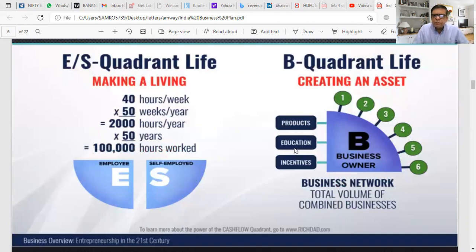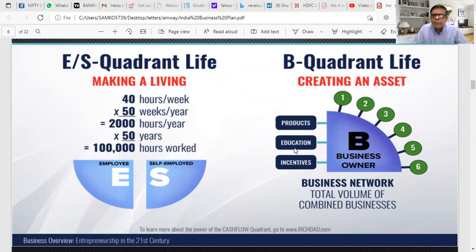Our goal is to help you get into the B quadrant using information technology. Now, in the E or S quadrant, you can pretty much see that you're making a living because you have only 100,000 hours to make money in your lifetime. And if something happens to you, you lose your job, health challenges, money stops. Now what Uber, Netflix, Airbnb, all these 21st century companies did was they created a business network. Uber provides services and food.